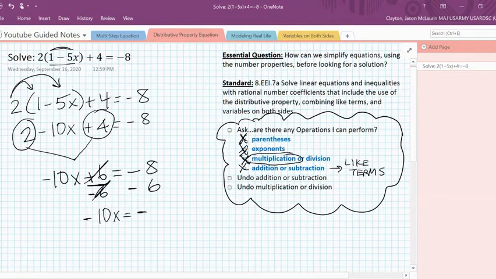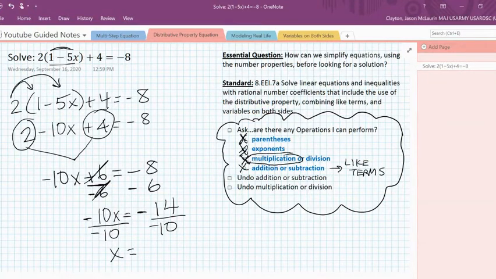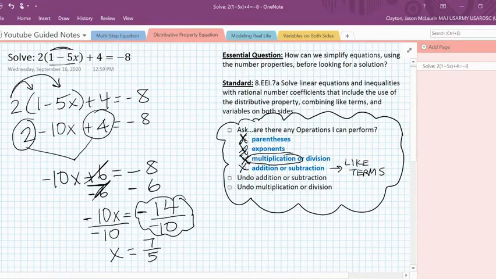Now I want to divide both sides by negative 10. When I divide both sides by negative 10, negative 10 over negative 10 is 1. So I'm left with x. Negative over negative becomes positive. 14 divided by 10 simplifies to 7 over 5. Notice I did not convert a fraction to a decimal. All I need to do is simplify my value.